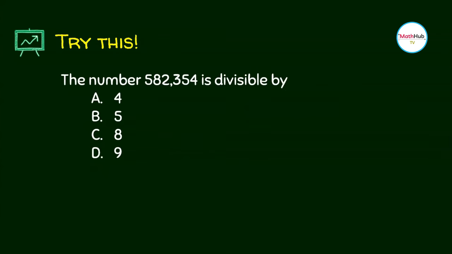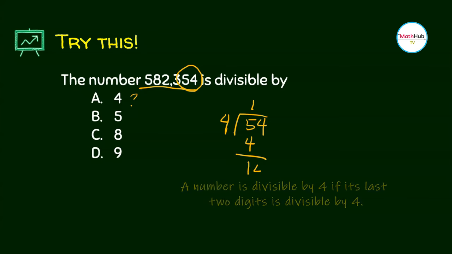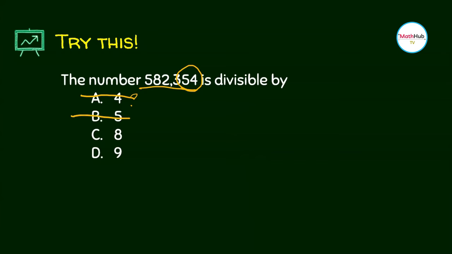Pause this video and try to answer it by yourself. Assuming that you have already paused the video, let's answer this. Is this number divisible by 4? What's the divisibility rule for 4 again? You just look at the last two digits. Is 54 divisible by 4? Let us see. No, right? You have a remainder of 2. So, eliminate.